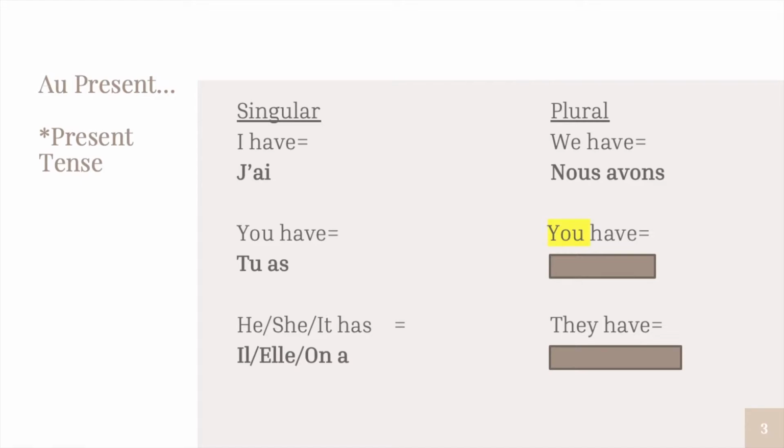So next is you have, but you in this case would be plural. So that would translate to vous avez. It's kind of like you all have an apple. So vous avez une pomme. Next is they have. So it would be ils ont, or elles ont. And that's how you conjugate avoir in the present tense.